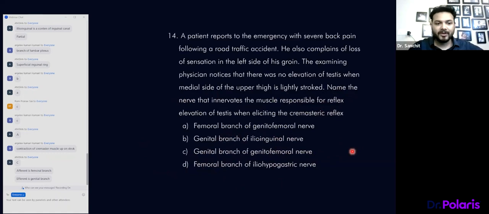Understood? Okay, clear? Anisha has already written this, which is what I'm already telling. So you guys can just check it out. She has already written the afferent and the efferent branch. The femoral is afferent. Efferent is genital. Remember that.